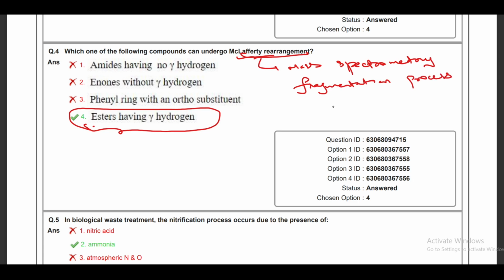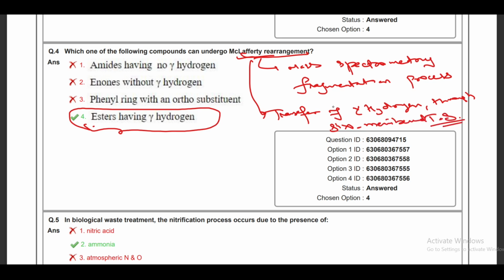In this process you will get fragments, which involve a transfer of gamma hydrogen through a 6-member transition state. It involves the transfer of gamma hydrogen, but that hydrogen should be through a six-membered transition state. So for this transfer, there should be a presence of a gamma hydrogen atom.